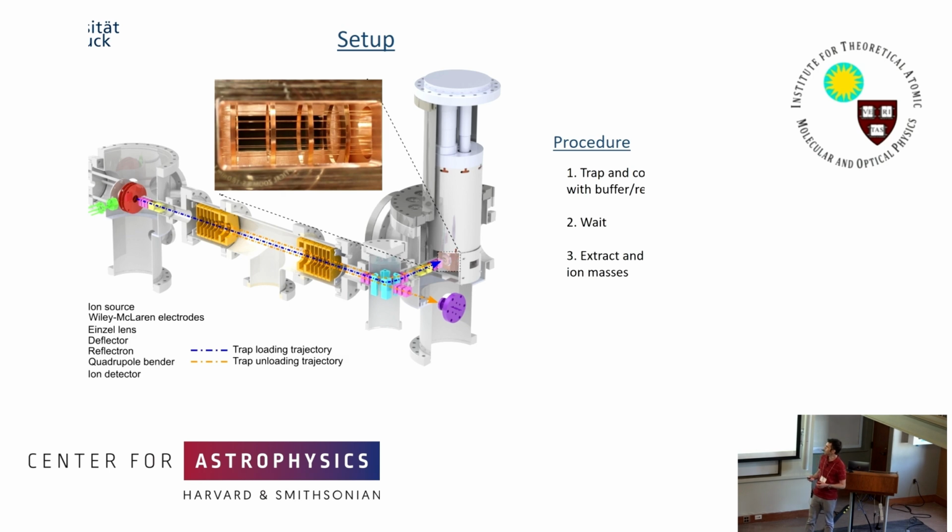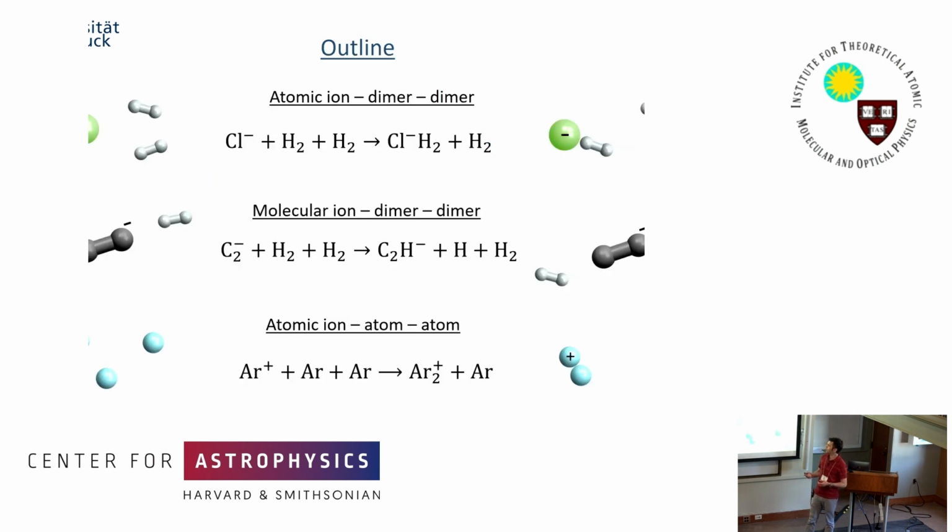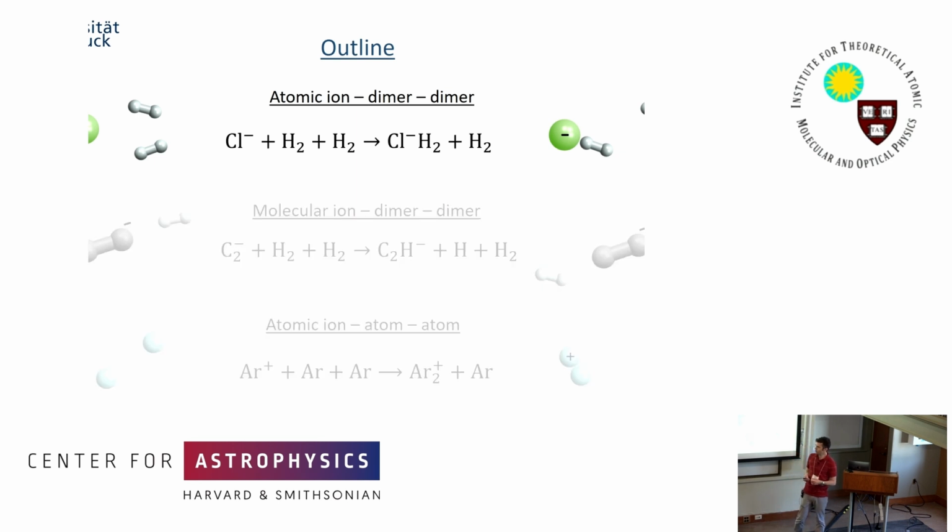Okay, so with this method, I'd like to talk about three different three-body reactions that we've been working on or are working on. In one sense, an atomic ion with two dimers, so Cl- with H2, then a molecular ion with two dimers, C2- with H2, and then at the end, atomic ions plus atoms, Ar+ with Ar. So I'll start with Cl-.